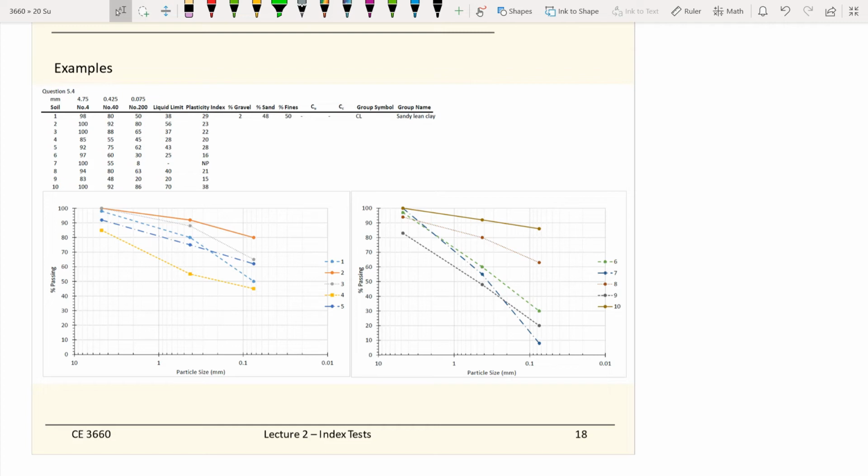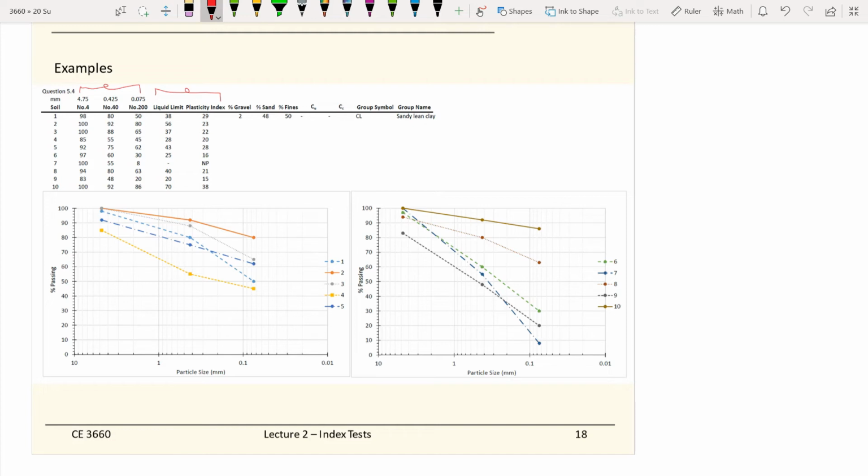So this will hopefully serve as examples. I give you 10 test results, both the grain size and also the Atterberg limit test. You need those two sets of tests in order to do your soil classification. Those are the test results, and there are 10 examples here.